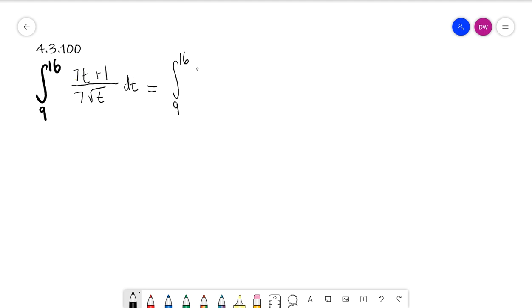Okay, so we'll have our first term in the numerator, 7t, and then I can put that individually over 7 square root t. And remember, square root t I can write as t to the 1/2 power. Okay, and then plus another fraction. I have my second term right here, the 1. So plus 1 over 7t to the 1/2 power.